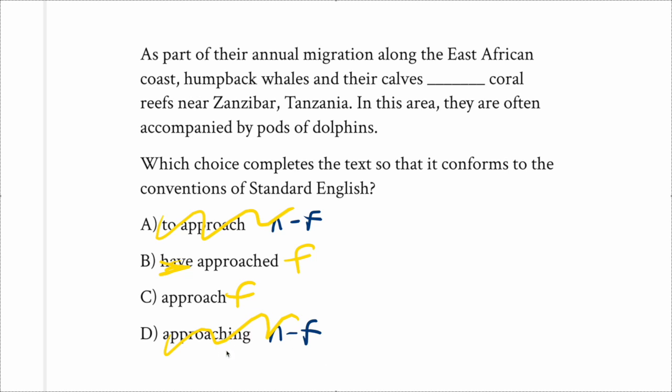Then we have to make the distinction between what remains. These things have approached or they approach. Well, there's no subject-verb agreement error there, and so the distinction between B and C is going to be a matter of verb tense, and in this case, we just want to keep it in the simple present tense. It's something that they do each year. And so that would be an example of a question that involves two distinctions. The distinction between non-finite and finite, and the distinction between simple present and present perfect.